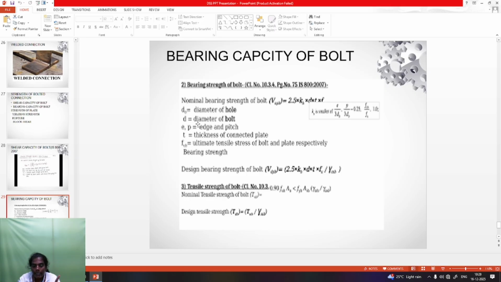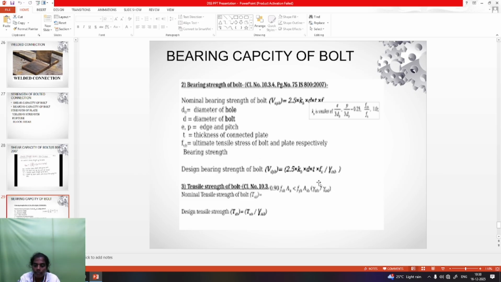D is the diameter of the bolt. E and P: E is the end distance, P is the pitch, T is the thickness of the connected plate. FUB is the bolt strength, FU is the plate strength. So this is the nominal bearing strength. For safety purposes, you apply the partial safety factor gamma MB: the nominal value divided by the safety factor.